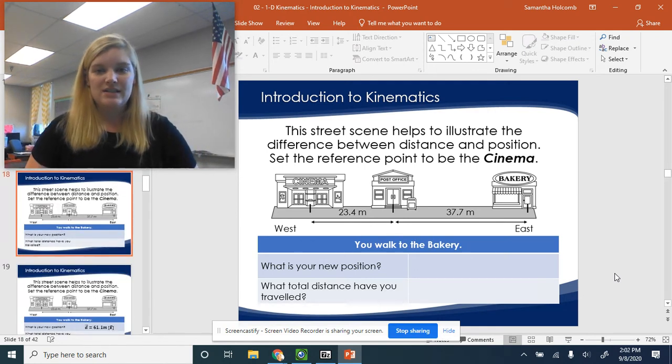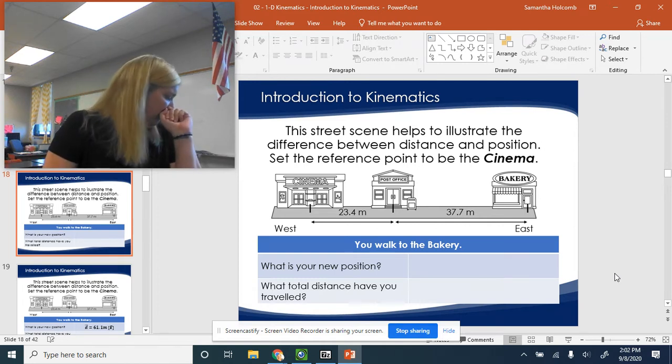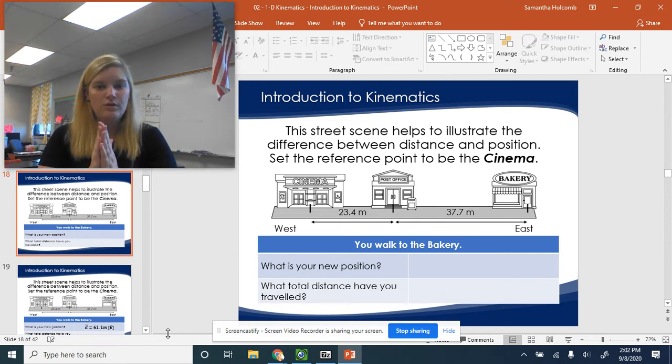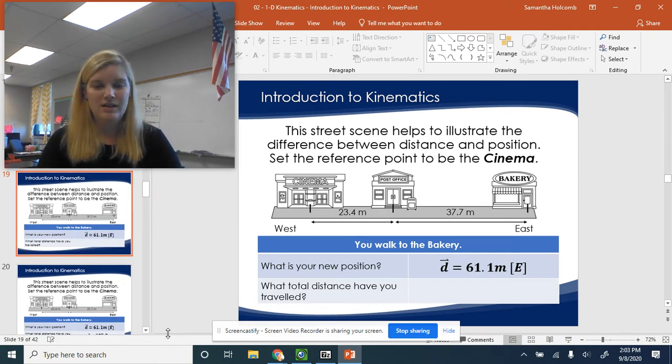Now, after going to get your keys, you realize that you're a little hungry. So we walk to the bakery. Now, the bakery is how far away from our reference point? So the total distance from our reference point is 23.4 meters to the post office, plus 37.7 meters from the post office to the bakery. So our new position with our top hat on it is 61.1 meters east of our reference point.